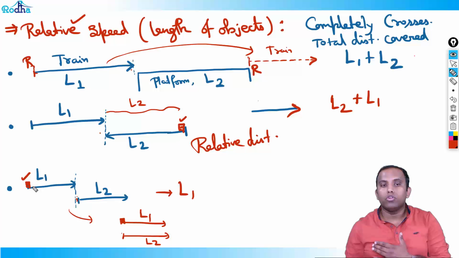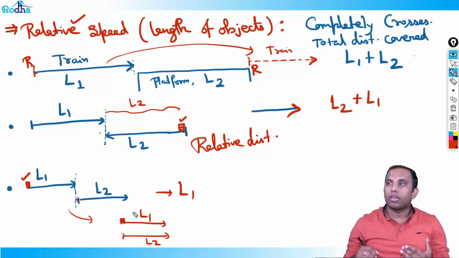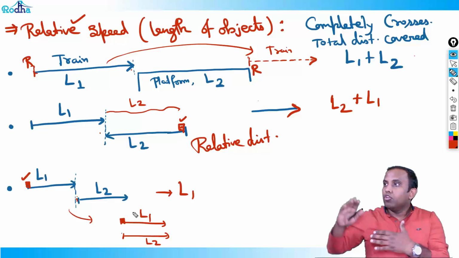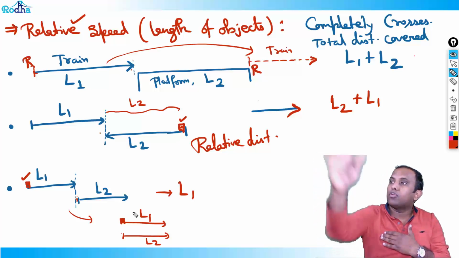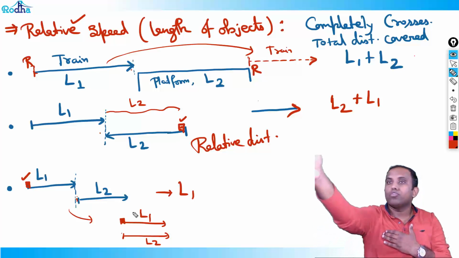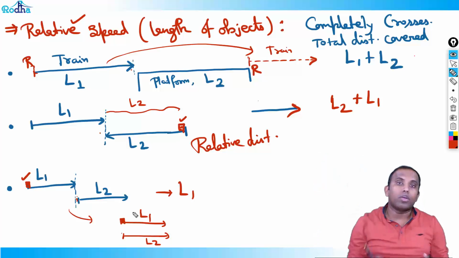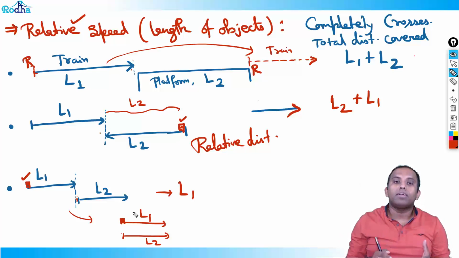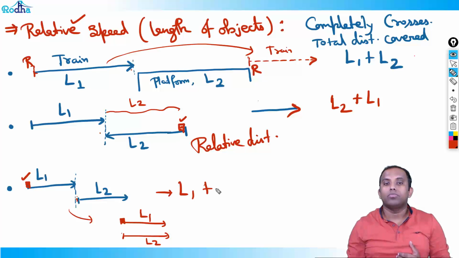Now you know that you have covered a length of L1. To completely cross, you are now at the back of that train, and your train is faster, so you have to completely cross that train's length, seeing it from back end to front end. That means the total length covered is again L1 plus L2. So when two trains completely cross each other, the total distance covered is L1 plus L2.